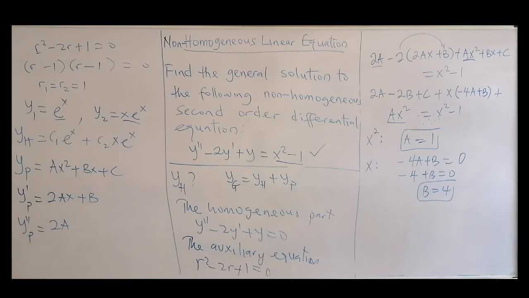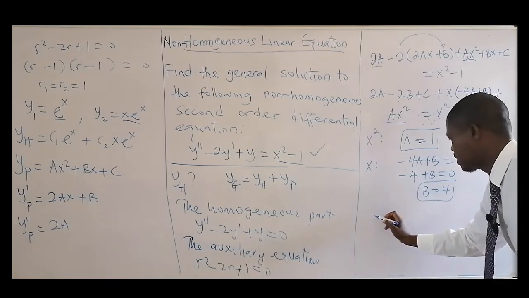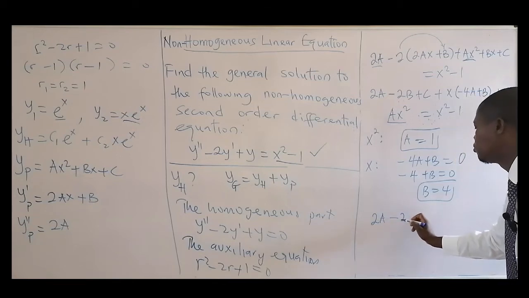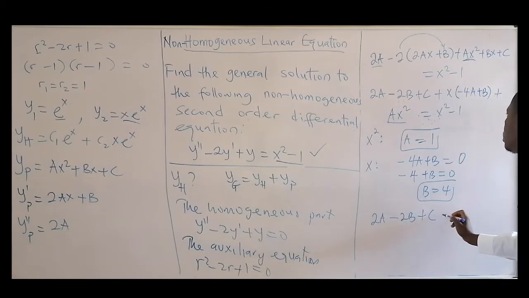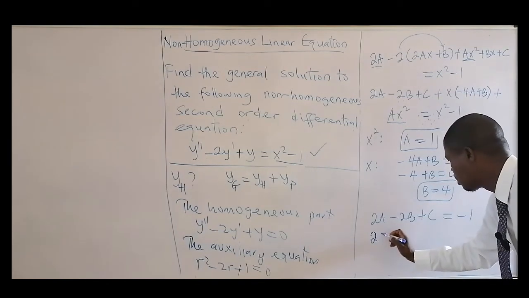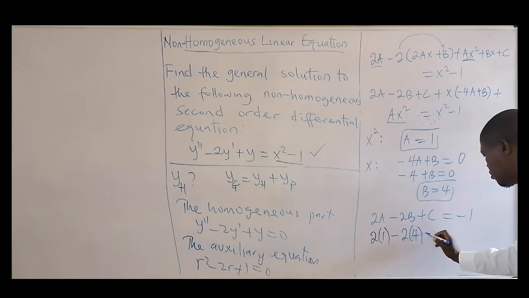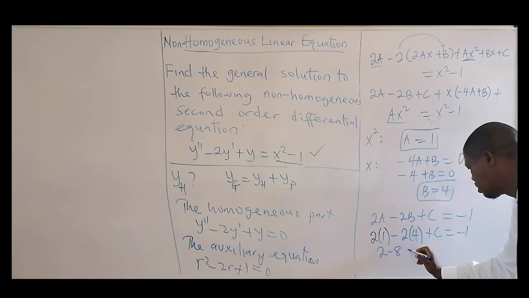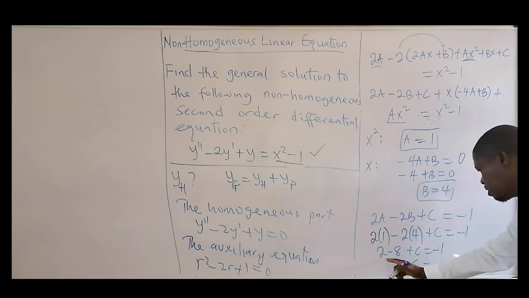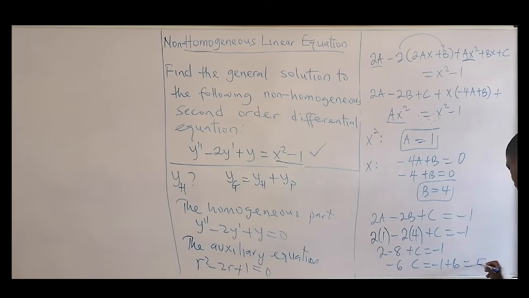And then the constant terms. Equate the constant term, which will be equal to 2a minus 2b plus c equal to the constant term, which is minus 1. a is 1, so 2, minus 2 times 4, b is 4, plus c equal to minus 1. So we have 2 here minus 8 plus c equal to minus 1. So that is c equal to minus 1. This is minus 6 plus what? Plus 6. c is what? c is 5. c is equal to 5.